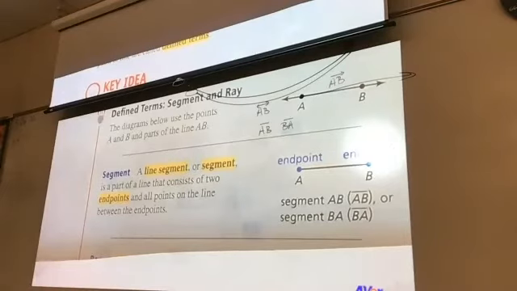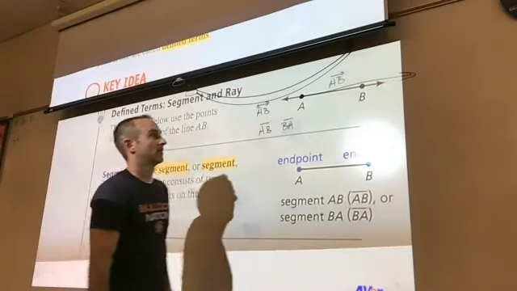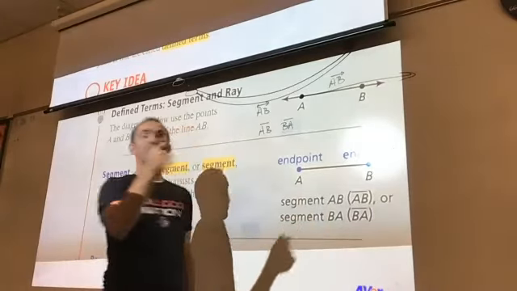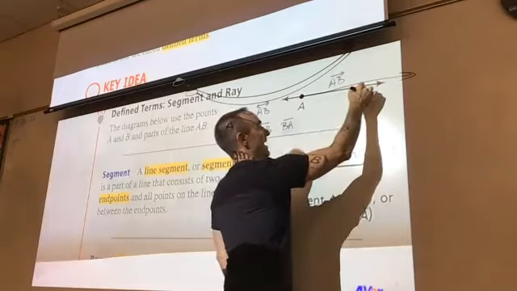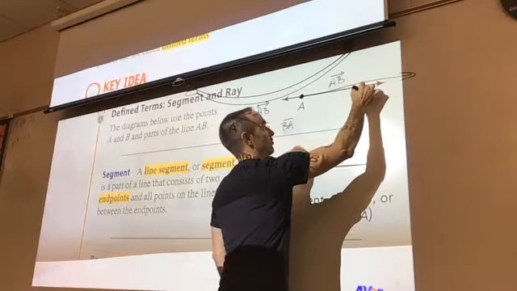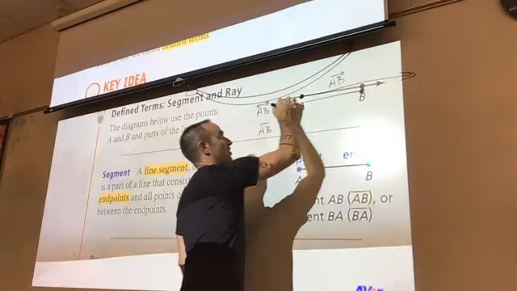You would have to have another letter or another point over there to tell that we're going that way. Yeah. We could add a point in and label it that way. So if we could definitely have ray BA, right? So ray BA would be point B going this way.